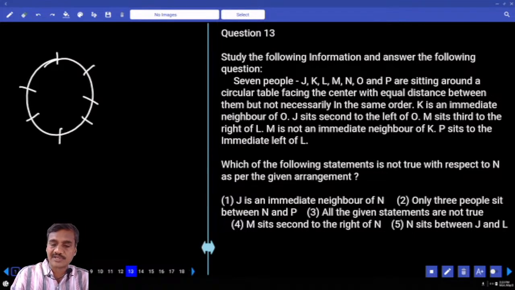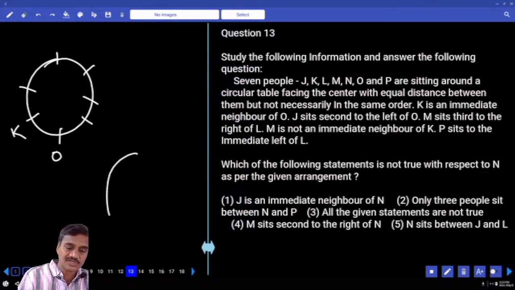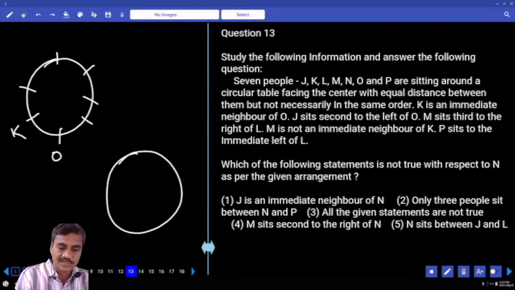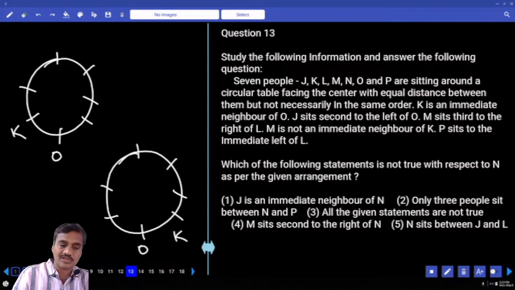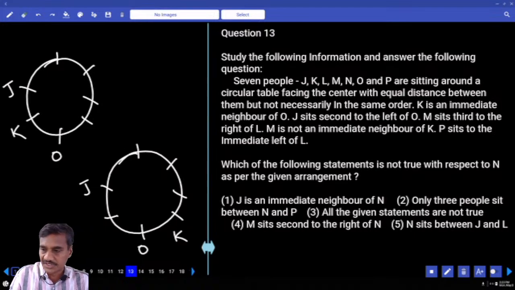Then K is an immediate neighbor of O. If O is here, K can be either on the left-hand side or on the right-hand side. So how many possibilities do we have? There are 2 possibilities. Now if O is here, K will be here. J sits second to the left of O, J is here.